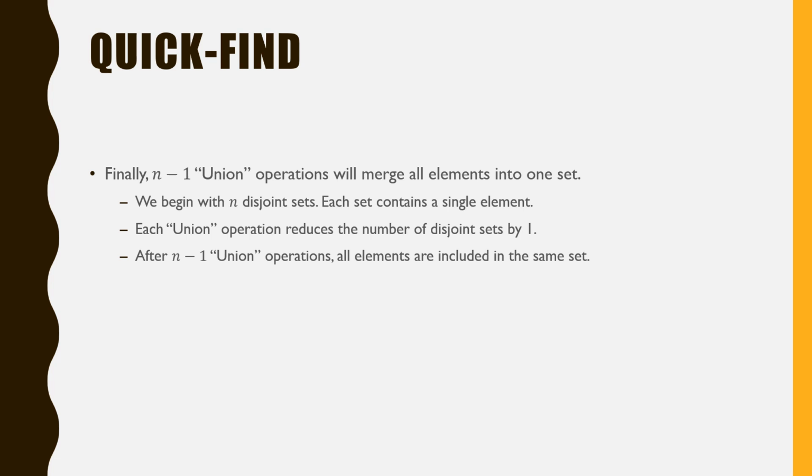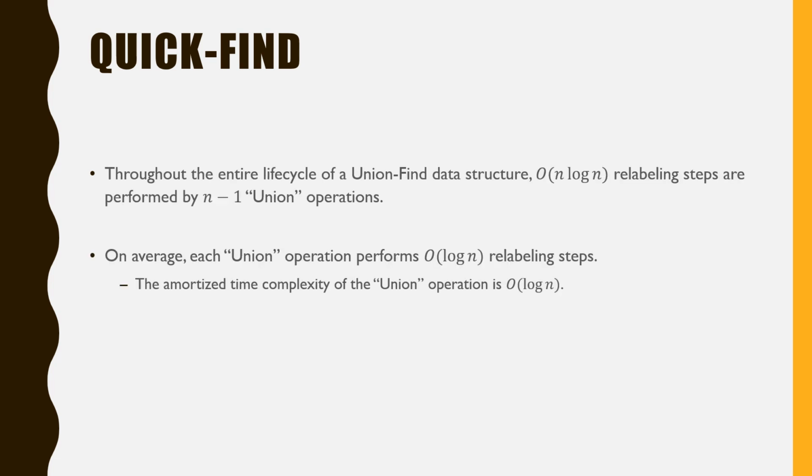Initially, each element forms its own individual set, meaning we start with n separate sets. Each union operation reduces the number of sets by 1. Therefore, after performing n-1 union operations, only one set remains. Since all elements can be merged into a single set using at most O(n log n) relabeling steps, distributed across n-1 union operations, the average number of relabeling steps per union operation is O(log n).